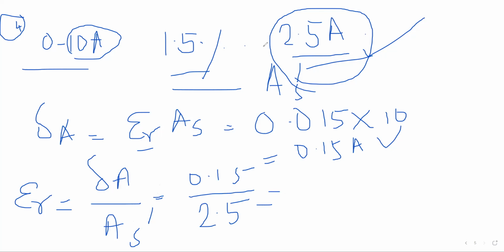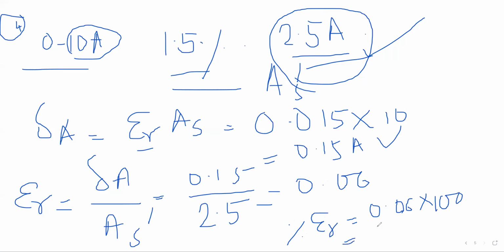Acha. Or tell me the answer now. You can do this. 0.15 divided by 2.5. What is the answer coming? According to me, it will be 0.06. So it will be 6%. Okay. So my epsilon r will be 6%. Yes, this will be plus minus 6%. If I multiply this by 100, that means percentage of epsilon r, that will be 0.06 into 100. So I can see it will come 6%. This is correct. Okay, this is correct.